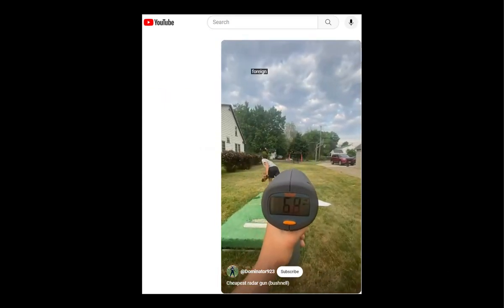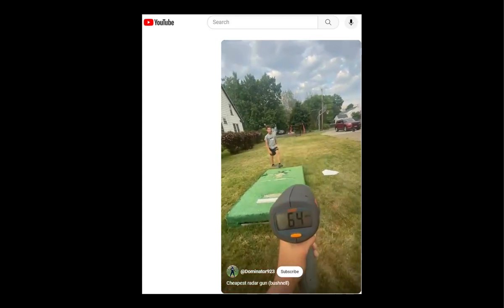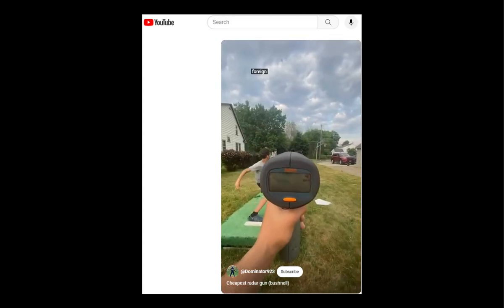Notice how the ball is parallel with the gun. You're reading a 64 mile an hour pitch.